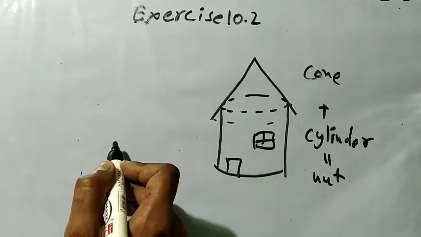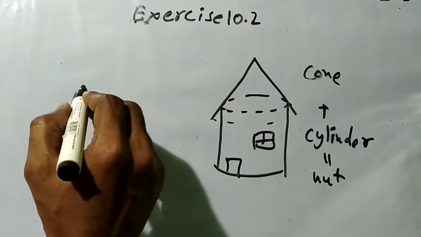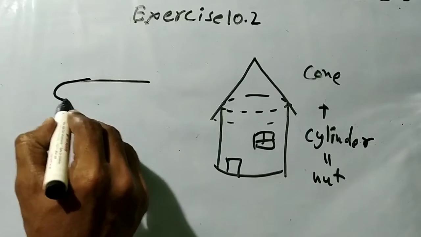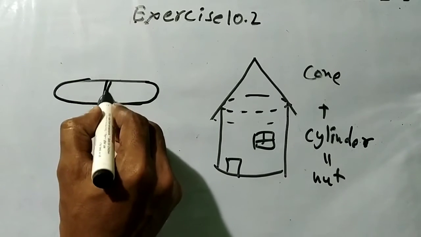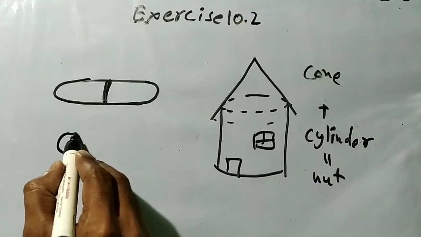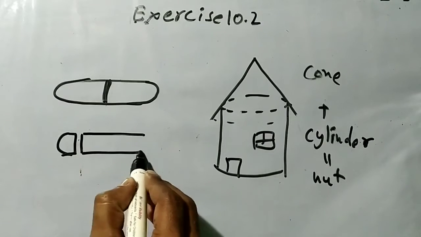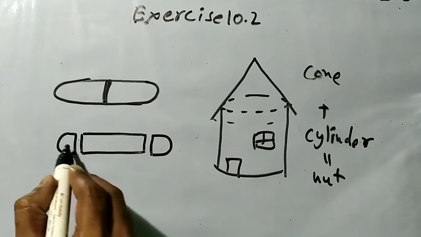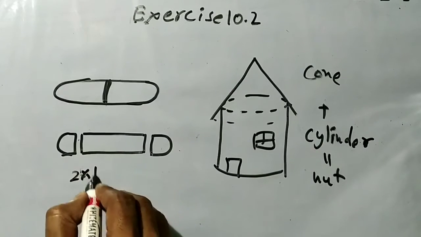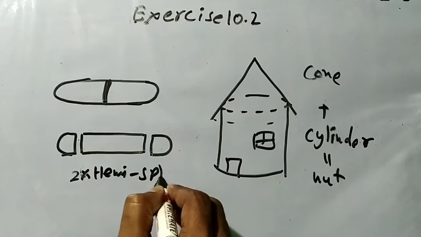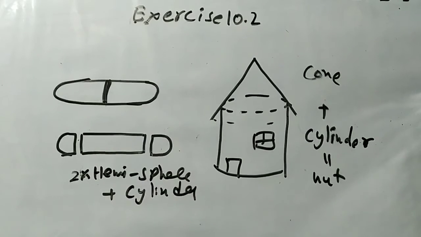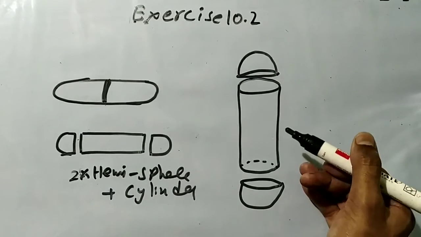So here, let us take another example, that is a capsule. That is nothing but a tablet. You have seen tablets in this way, because they are in the cylinder shape. Here there is a hemisphere. Two hemispheres are attached to a cylinder. So 2 into hemisphere plus one cylinder. So actually the tablet looks like this.